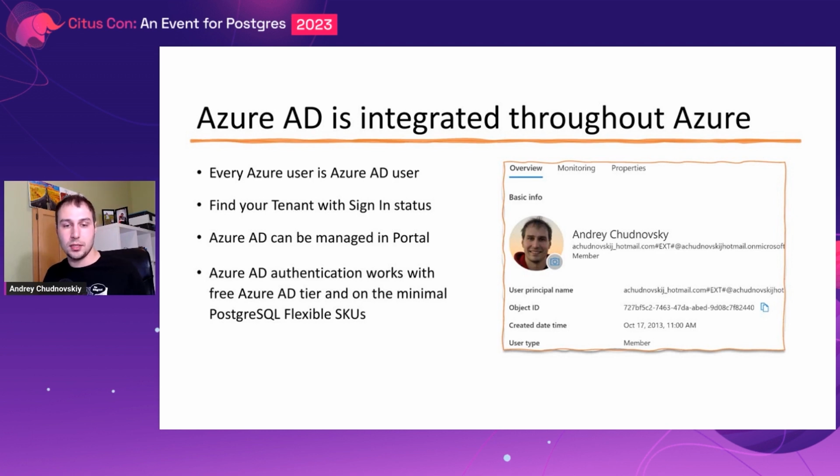You can also use Azure Active Directory authentication with any Azure Active Directory setup, even the minimal free tier, and it also works with the lowest SKU available in Flexible Server, which is burstable VMs. So the entry point for you to try this feature is reasonably inexpensive.